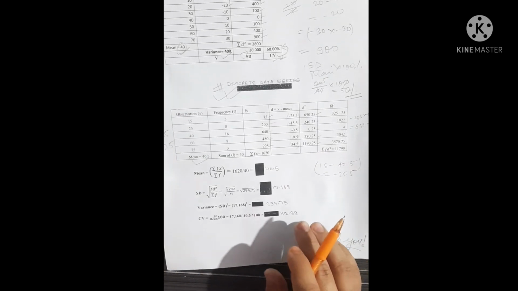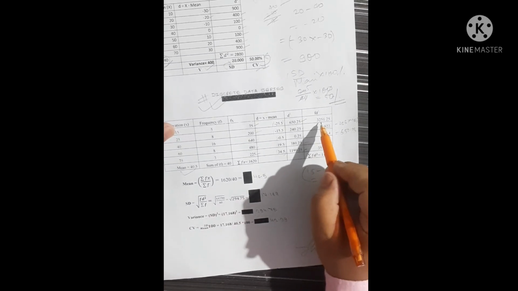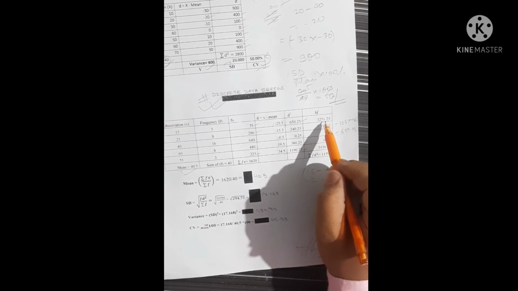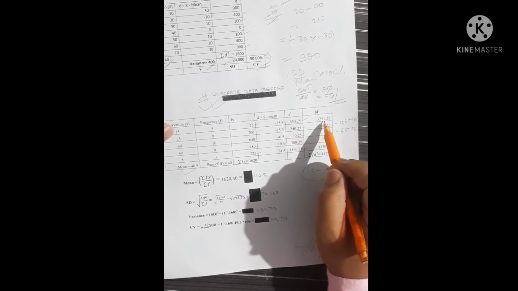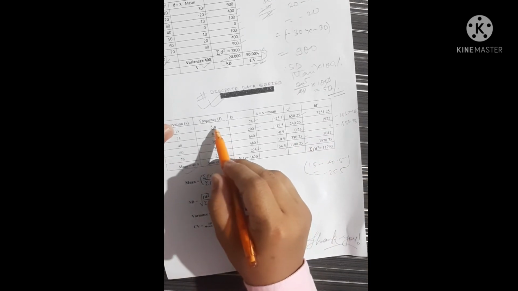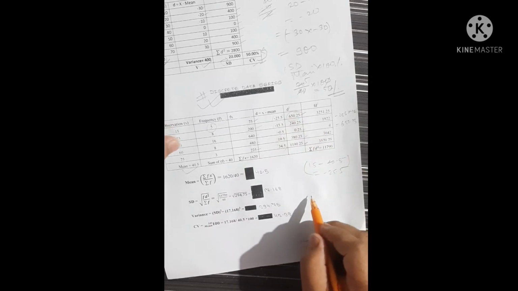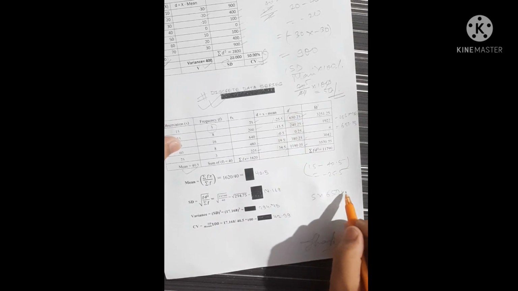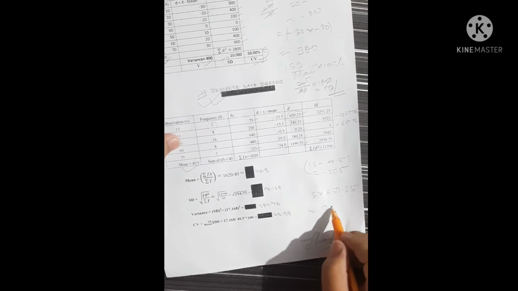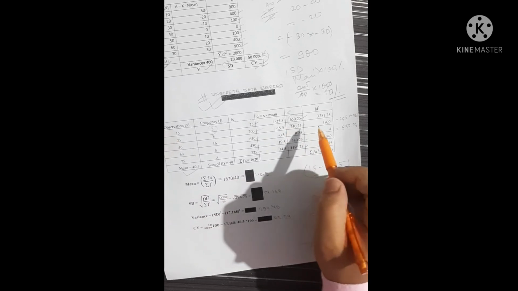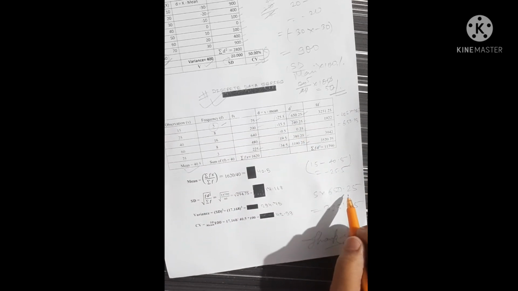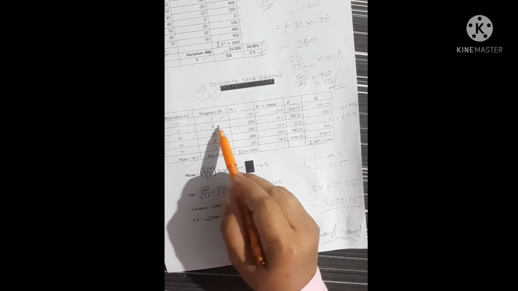Now finally we come to fd square. FD means frequency into deviation square. This is calculated only when frequency is multiplied by d square. So 5 into 650.25, then we get 3251.25. So simply we calculate frequency times d square. In the same way, 8 into 240.25 gives 1922.